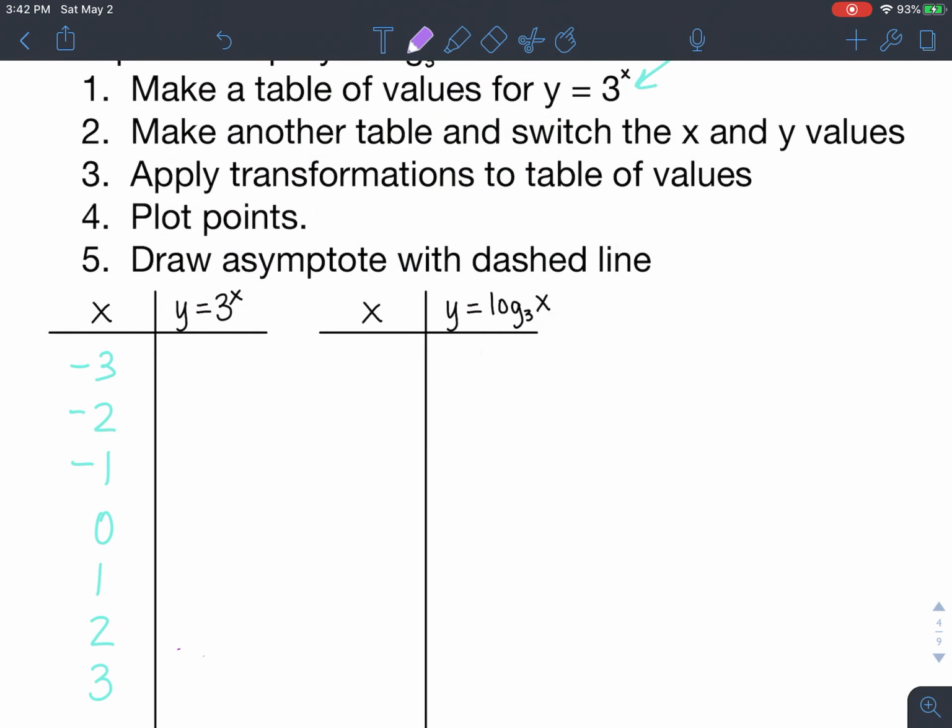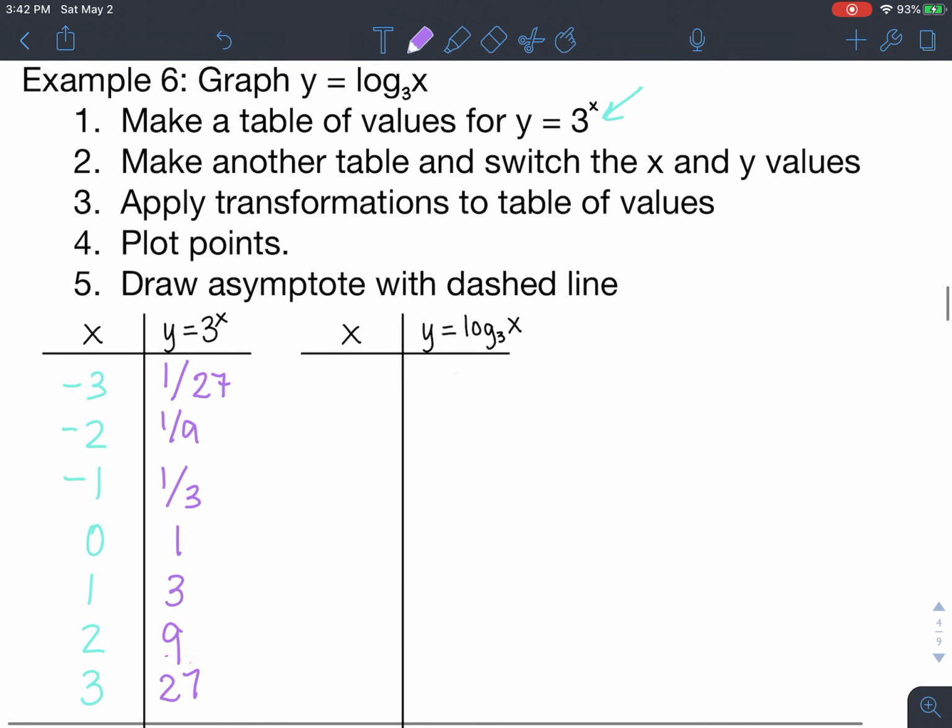So 3 to the 0 is 1. 3 to the 1 is 3. 3 to the 2 is 9. 3 to the 3 is 27. And then when you make the exponents negative, it just takes my y values and makes them the reciprocal.